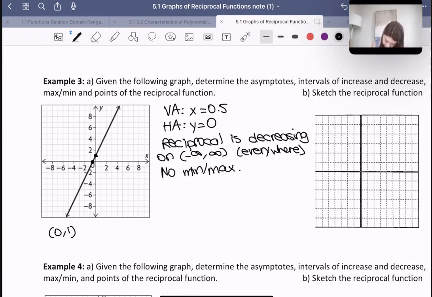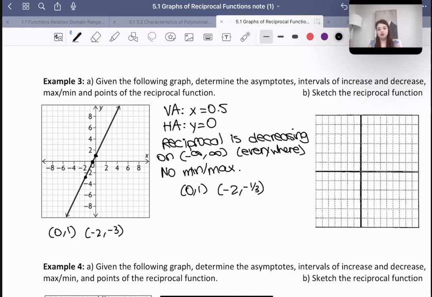0, 1. I also see a point here at -2, -3. So what does that mean? Well, that means that we have a point of 0, 1 on our reciprocal, and also a point of -2 and then negative a third, right? Because I took the reciprocal of my y values. I took a reciprocal of 1, which got me 1, and I took a reciprocal of -3, which got me negative a third, okay?